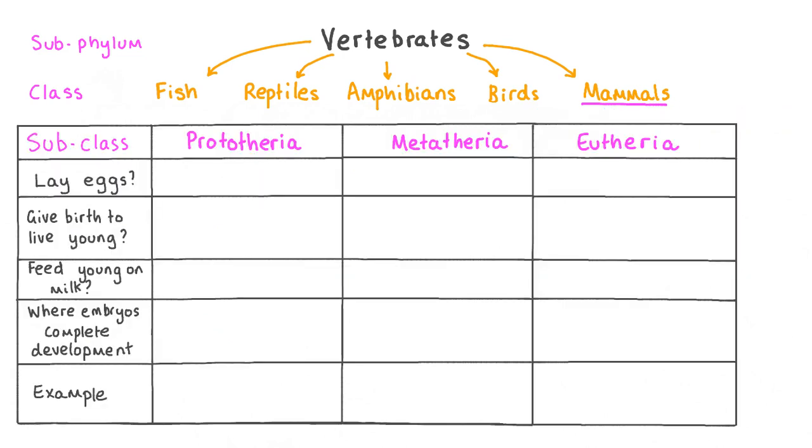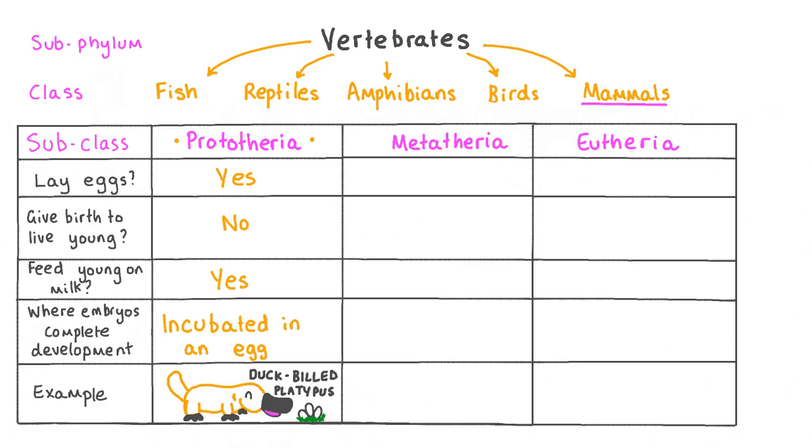One way that mammals can be categorized is according to their embryonic development and method of birth. The subclass Prototheria are the only mammals that lay eggs, and so do not give birth to live young. The egg incubates the embryo until it hatches, at which stage the mother will still feed her young milk produced by her mammary glands. An example of a mammal belonging to this subclass is the duck-billed platypus.